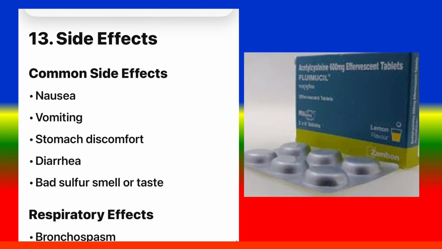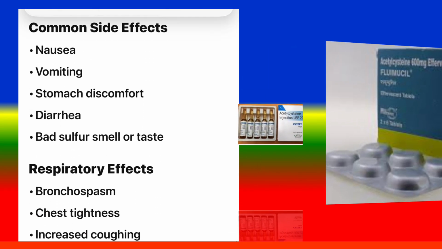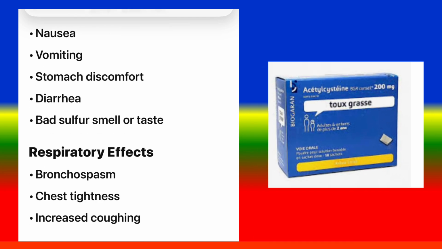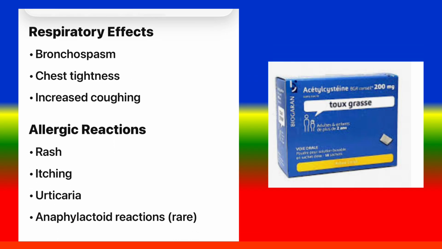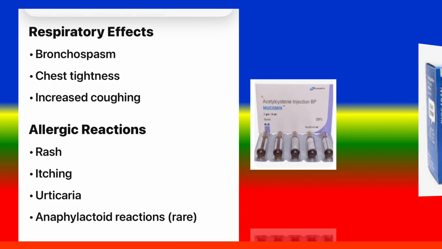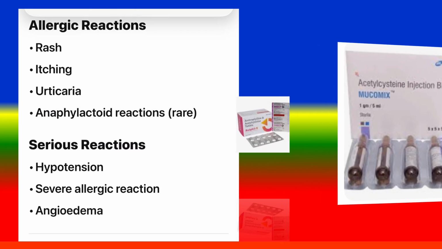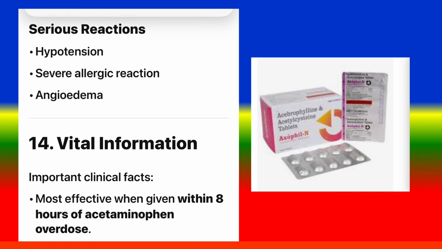Number 13, side effects. Common side effects, nausea, vomiting, stomach discomfort, diarrhea, bad sulfur smell or taste. Respiratory effects, bronchospasm, chest tightness, increased coughing. Allergic reactions, rash, itching, urticaria, anaphylactoid reactions, rare. Serious reactions, hypotension, severe allergic reaction, angioedema.